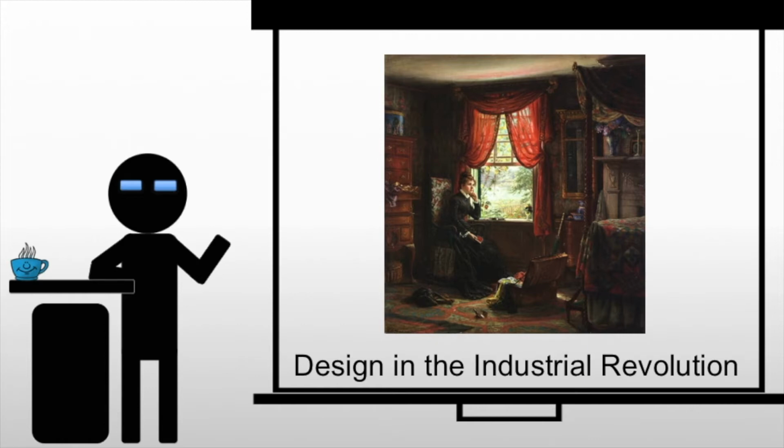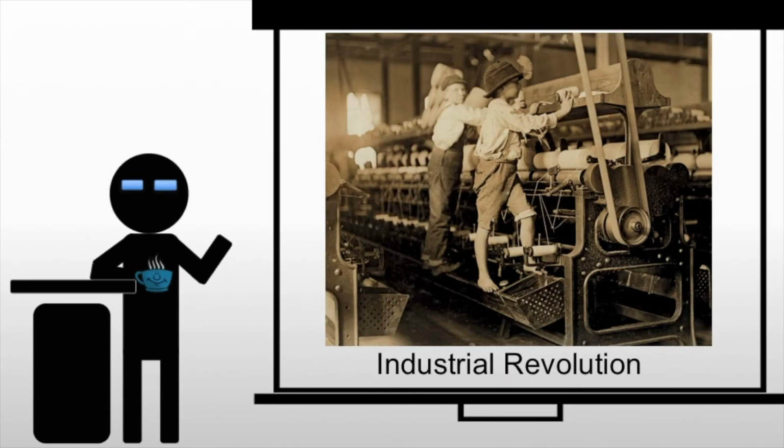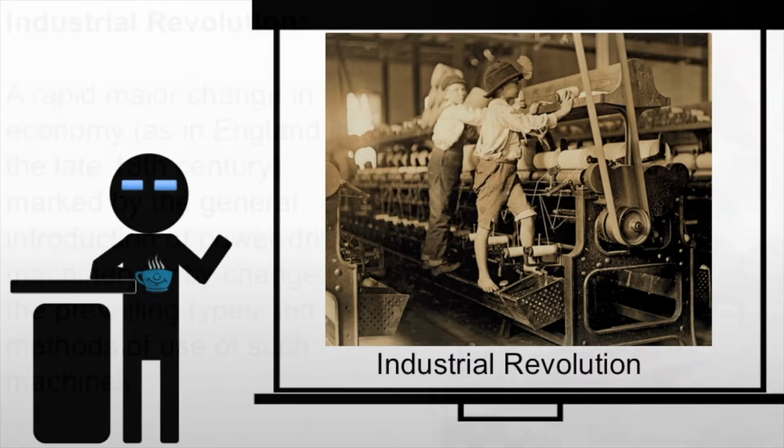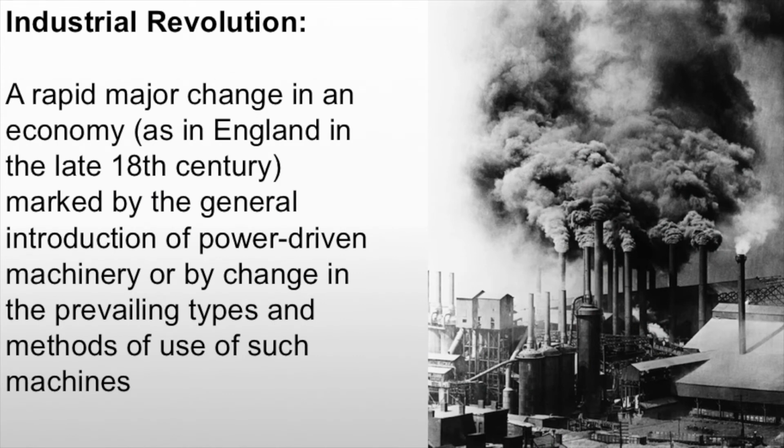But the major issue in this period, what we would roughly call the Victorian, is of course going to be the Industrial Revolution, where we send small children to work and then, well, sit at home and make money. Actually, that's not quite the Industrial Revolution. The Industrial Revolution is, in fact, a rapid major change in an economy. We see it starting in England as early as 1750, but it really kicks off in Europe by about 1815 to 1850. That's where we really see that shift taking place. And what we're going to see is the introduction of power-driven machinery, or change in the prevailing types and methods and uses of machinery, which, of course, we'll see as well.